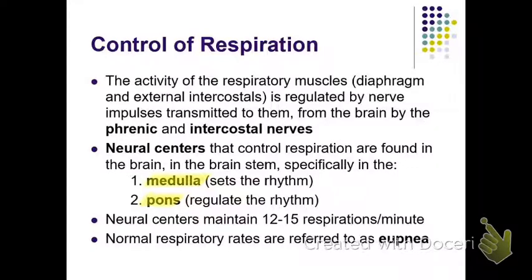respirations per minute. And the two muscles that are innervated in order for us to conduct respiration are the diaphragm and the external intercostal muscles, and they receive the nerve impulses to transmit them from the brain, and that transmission process is helped by the phrenic and intercostal nerves, and we'll be able to see that on the next slide.